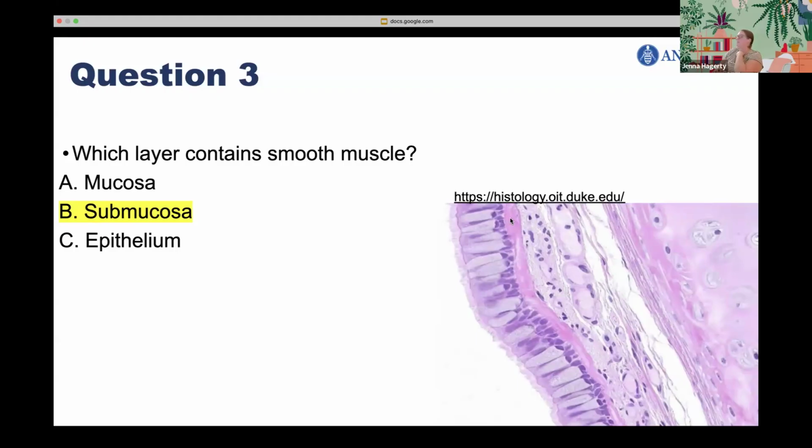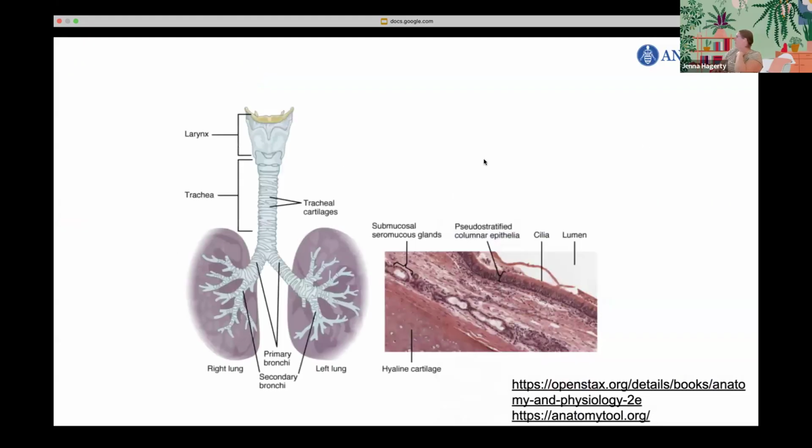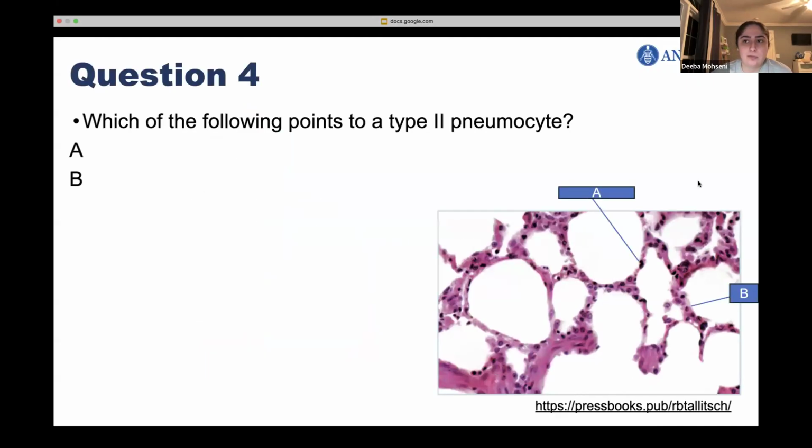Okay, sorry, Deeba. You're doing great. Go ahead. No problem. Alrighty. So just on a different histology slide, what we were talking about: these are the glands right here, and then this area starts your hyaline cartilage. So then your submucosa would be everything from right above that hyaline cartilage to right below where the epithelium starts. Hopefully that clears things up.